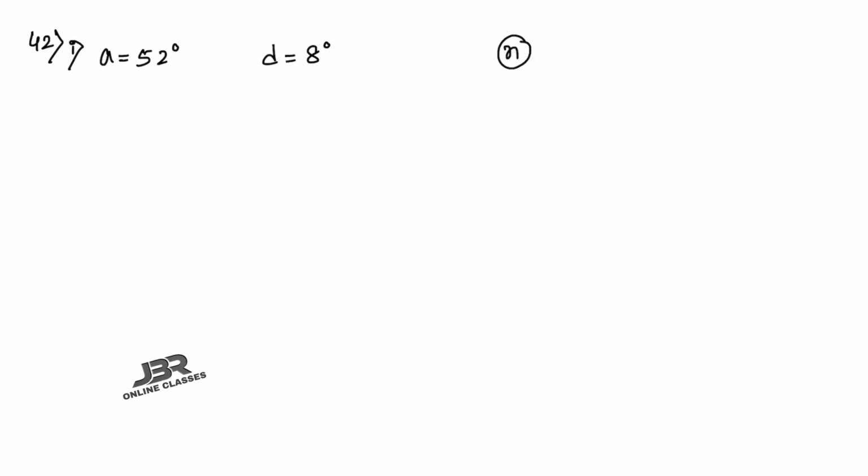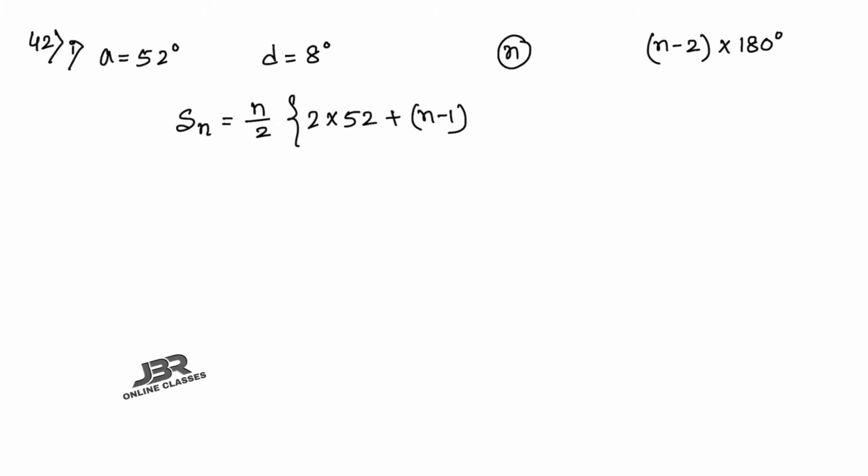Okay, and you know the formula for the sum of the interior angles. I repeat, the sum of the interior angles of a polygon is n minus 2 into 180 degrees. Okay, that is the formula. So if you want to find the sum of all interior angles by the formula of AP, you can apply the Sn formula. So Sn equals n by 2, then 2 into 52 plus n minus 1 into d, which is 8. Okay, and that value is definitely equal to that one.